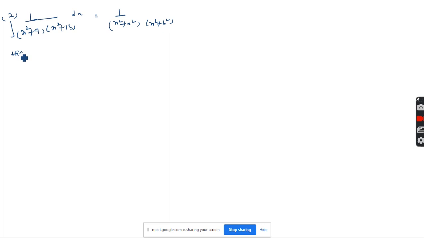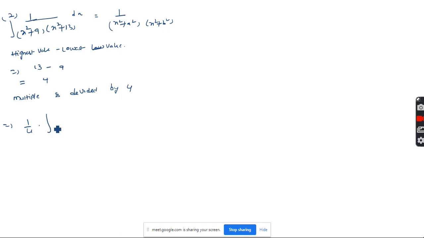Highest value minus lowest value. Here the highest value is 13 minus 9, which is nothing but 4. Multiply and divide by 4. So we get 1/4 into integral of 4/(x² + 9)(x² + 13).